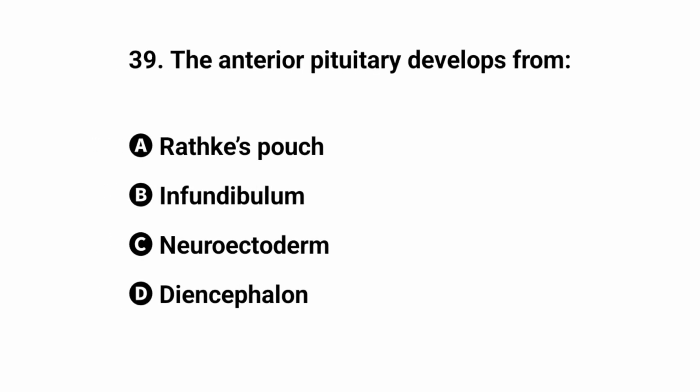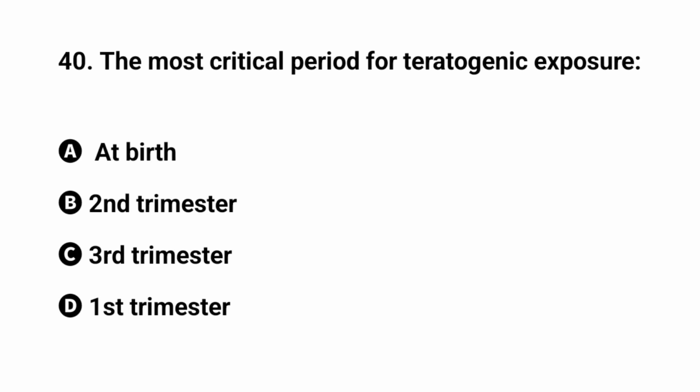Question number 39. The anterior pituitary develops from. The right answer is A. Rathke's pouch. Question number 4. The most critical period for teratogenic exposure is. The right answer is D. First trimester.